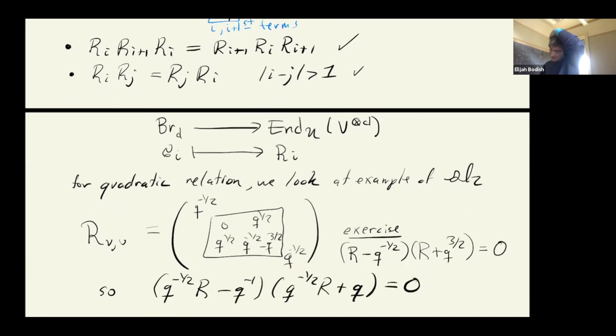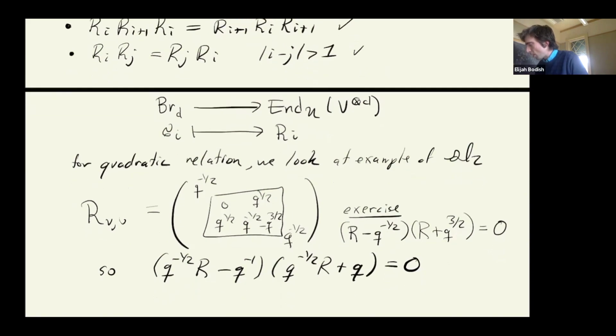So it's not actually these elements R that are giving me this Hecke relation exactly on the nose, because if I were to compute R squared, the exercise tells us that I don't get (q^(-1) minus q) times R plus 1. I get something else. So I have to rescale my element R by this q^(-1/2) to get the exact Hecke relation.